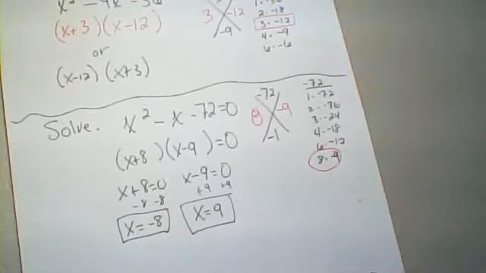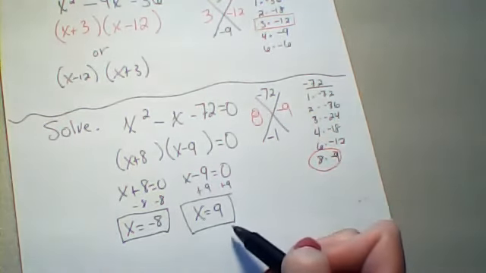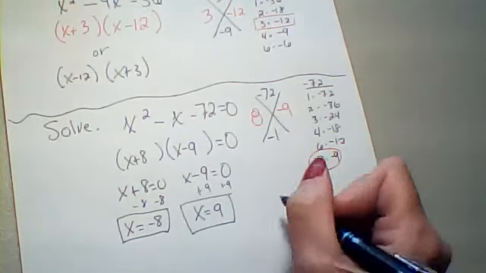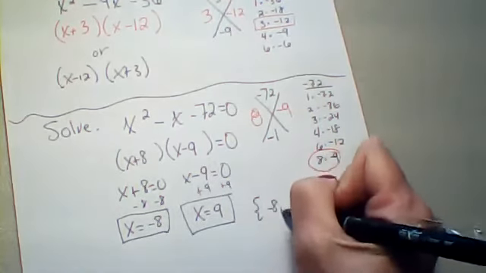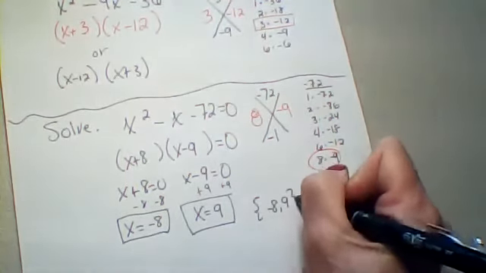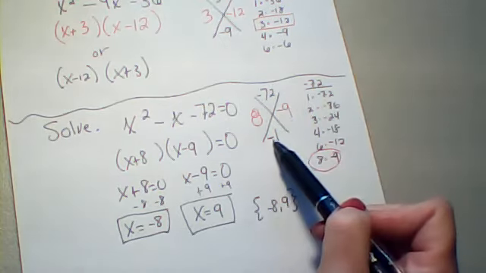All right, so your answers might look like x equals negative 8, x equals 9, or they could be listed in sets, remember, like this: negative 8 and 9. It could be listed like that also. All right, so that is how you do those. Be careful with your negative signs.